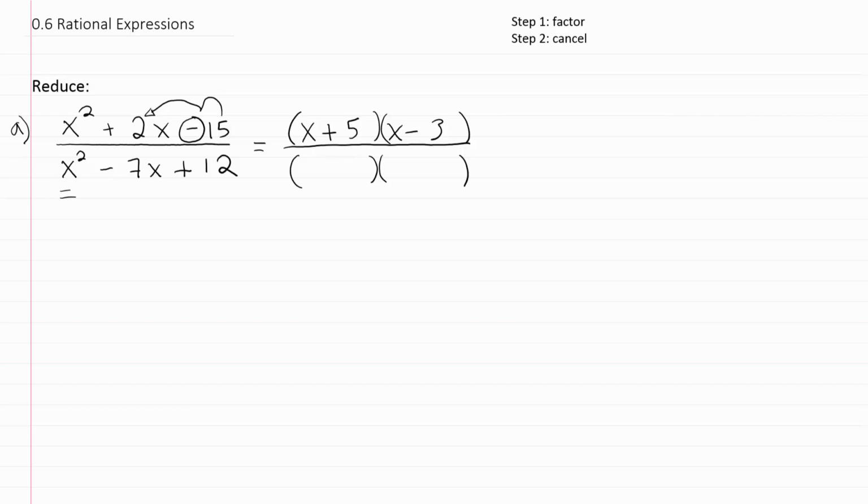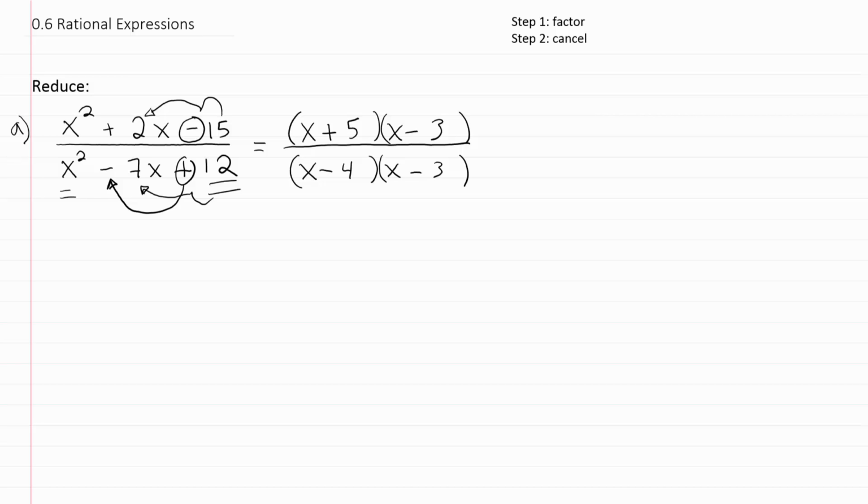This x squared will be split up as x and x, right? The fact that this is positive means two negative signs. So minus, minus. And then we need factors of 12 that will add to give you negative 7. Well, that'll be minus 4 and minus 3, because those two numbers multiply to give you positive 12, but yet add to give you negative 7.